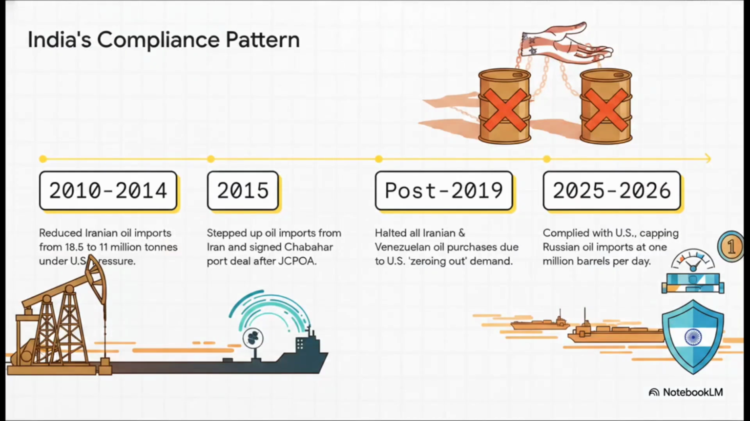And if you look at this timeline, a clear pattern just jumps out at you. It's a pattern of compliance. Look at the period from 2010 to 2014. See how we cut back on Iranian oil because of U.S. pressure? Sure, we got a little breathing room with the JCPOA deal in 2015, which is when we were able to move forward with the Chabahar Port Agreement.